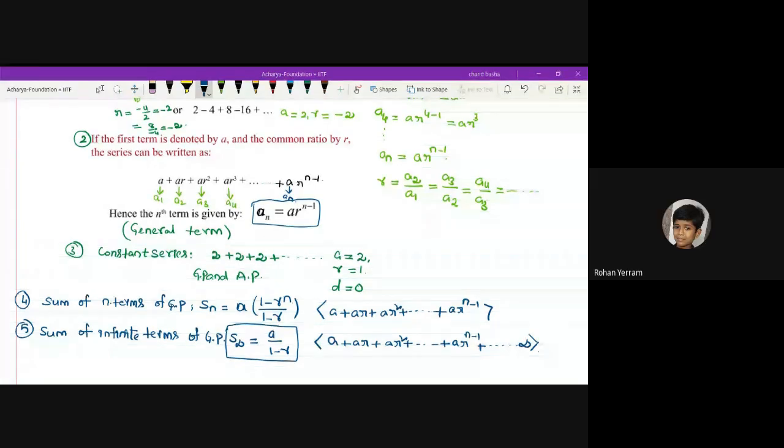Sir, what is R power infinite, sir? 1 minus R power infinite, what is the value of it, sir? No, where have I written R power infinite? If we substitute n as infinite, what will we get? No, I'm not substituting n as infinite. Sir, then what? Okay, the sum of infinite terms of GP is another formula, A by 1 minus R. So, that is the new formula. No sir, infinity I have substituted. Okay. Yeah, this is the formula for finding the sum of infinite terms of GP.